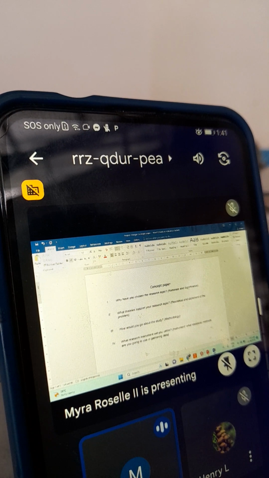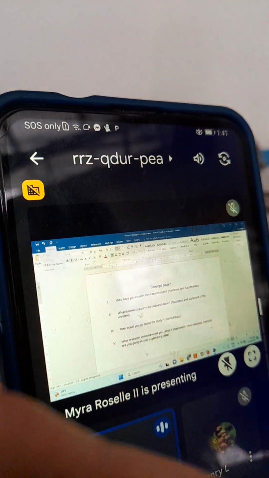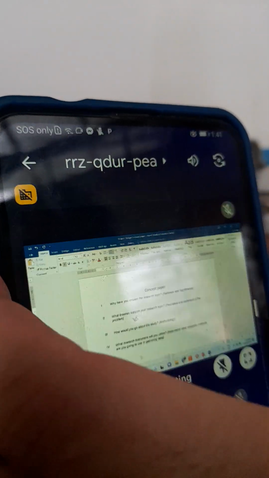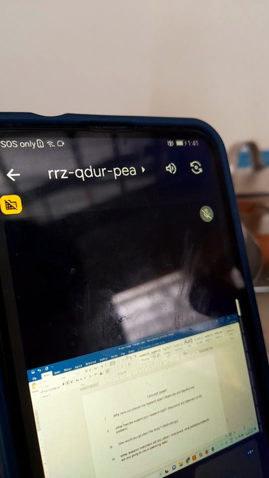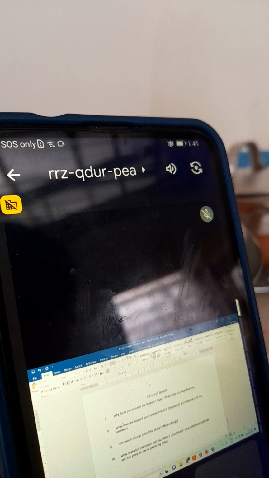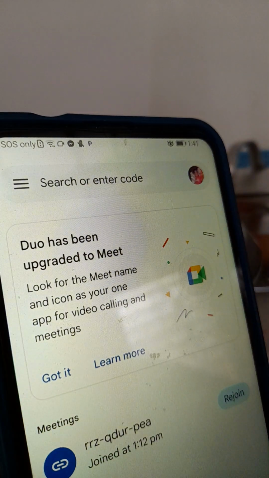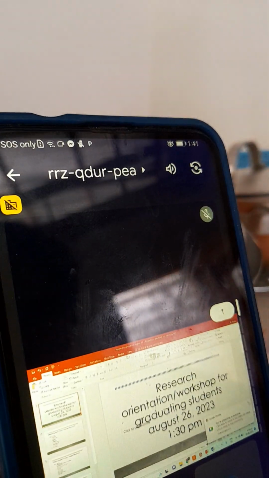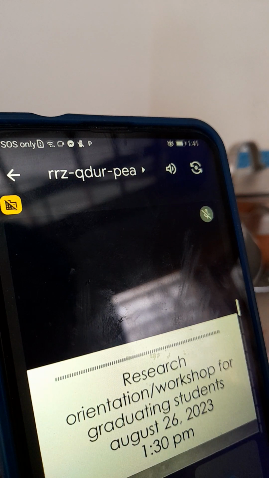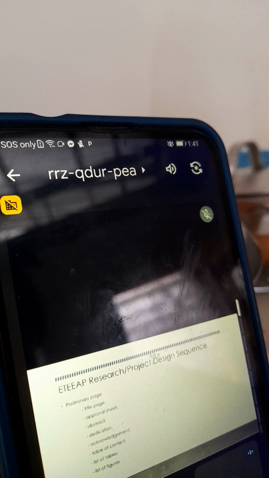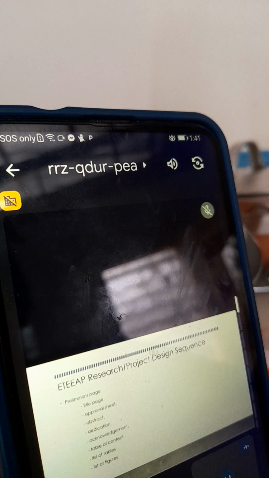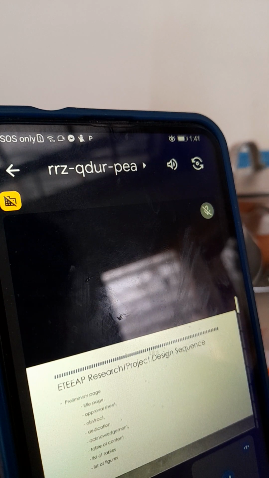Okay, so please take a screenshot. Starting today until the first day you are going to meet with your advisor, you have to think of 3 problems that are related to your work. Okay, so I'll change screen. These are the parts of your research paper, your proposal, or your project design sequence.